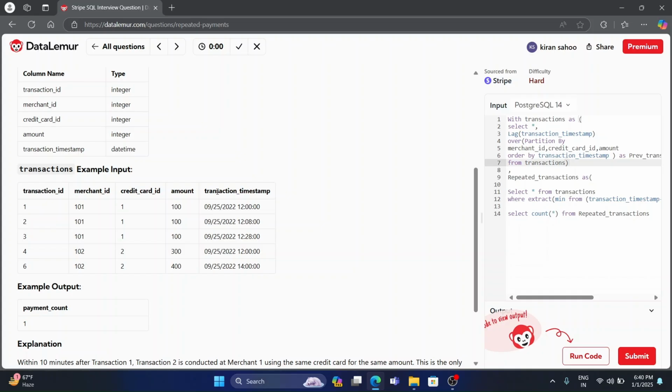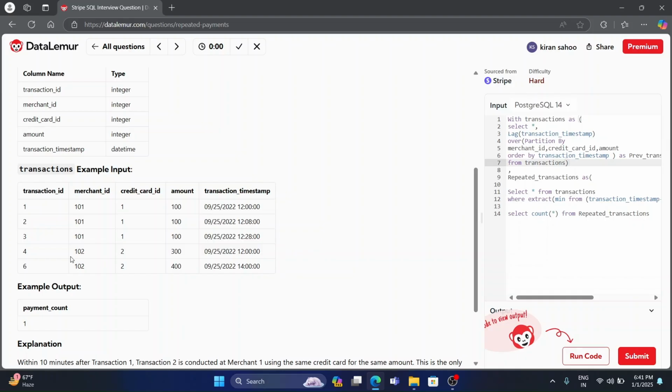Suppose in this example, the first two rows have all three details the same: the merchant ID, credit card ID and amount. If we check the transaction timestamps, here it is 12:08 and here it's 12:00, so the timestamp difference is within 10 minutes. That means it's a repeated payment. But if we compare with the third row, all the details are the same, but the transaction timestamp difference from the previous transaction is beyond 10 minutes. That means it's not a repeated payment.